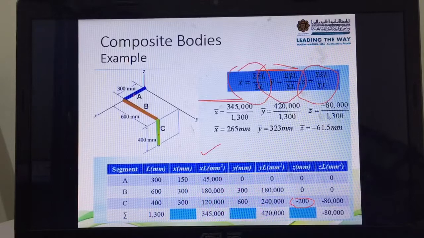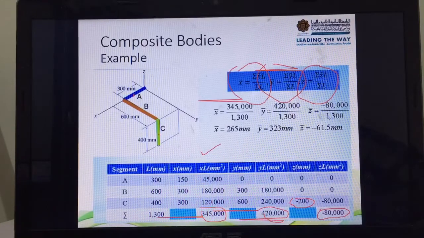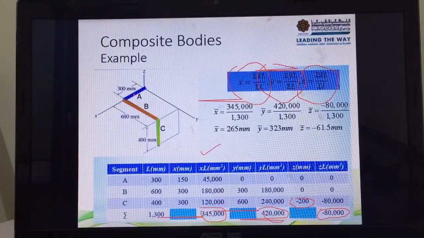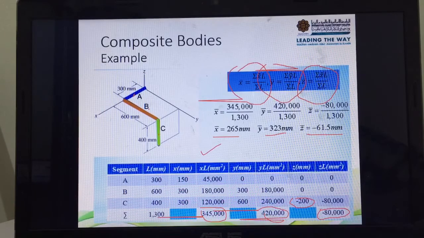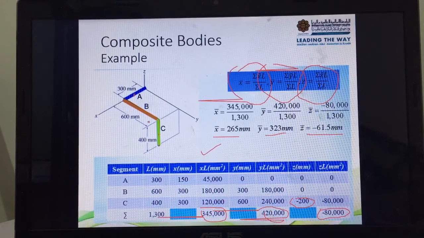Okay, sum them up. You sum XL, you sum YL, you sum ZL, and then you get X bar, Y bar, Z bar. What does that mean? It means X bar is 265 somewhere here, Y bar equals 200 somewhere here, and Z bar equals minus 61.5, which is somewhere there. Okay, so this is the location.